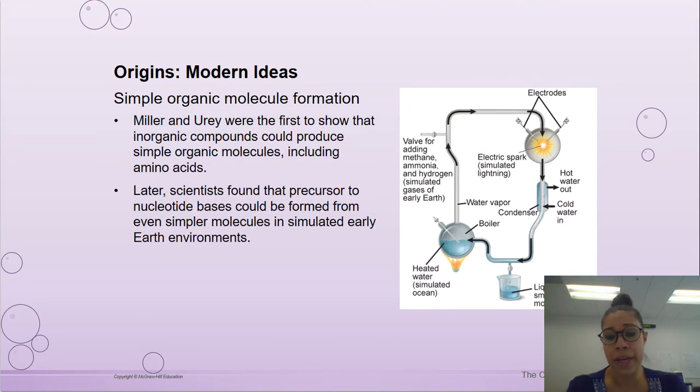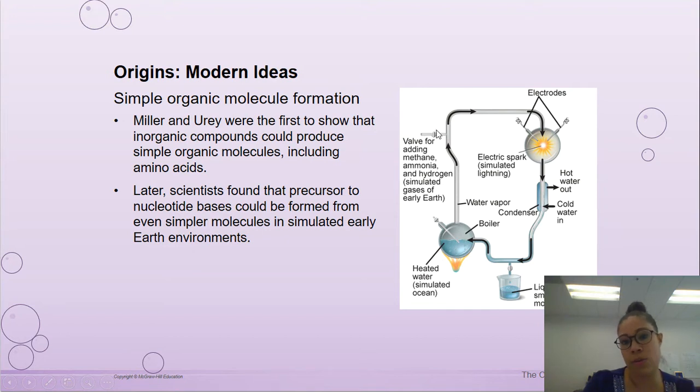Mueller and Urey, they did an experiment that actually showed that you could build organic molecules out of the environment that was early Earth. So they got in the lab. You see here we have the electrodes here. They're simulating lightning. We have your boiler here.